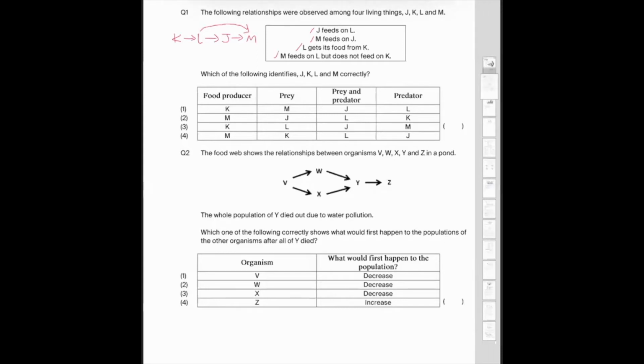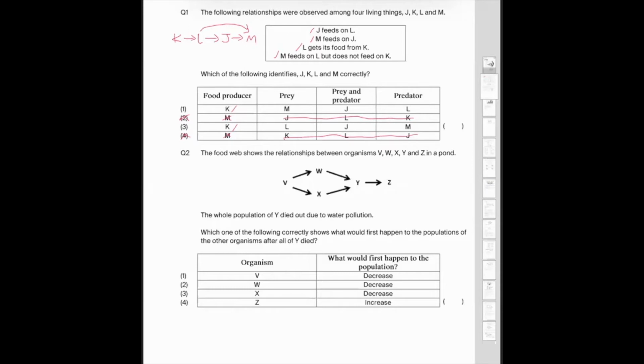So based on this, the food producer definitely has to be K. So M is not, so your 2 and 4 are out already. So you can cancel the rest. Right, so you're left with 1 and 3. So you go on to prey.